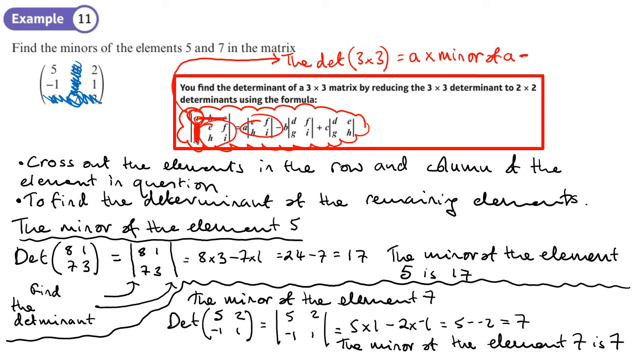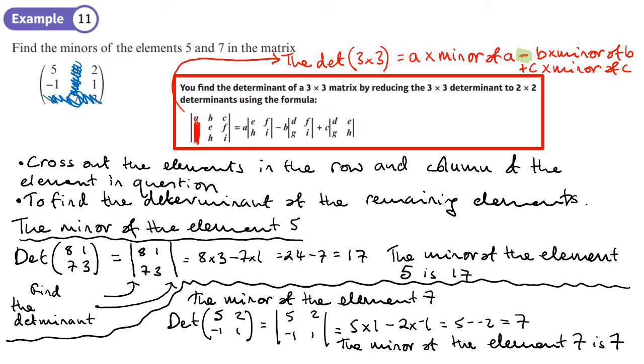Minus B times its minor of B, plus C times its minor of C. Now you can see where there may be a possibility for problems where you've got the first one is a positive, then it's a negative, and then it's a positive. Yeah, that could cause some issues. So let's just take this out. Yeah, so we found it.